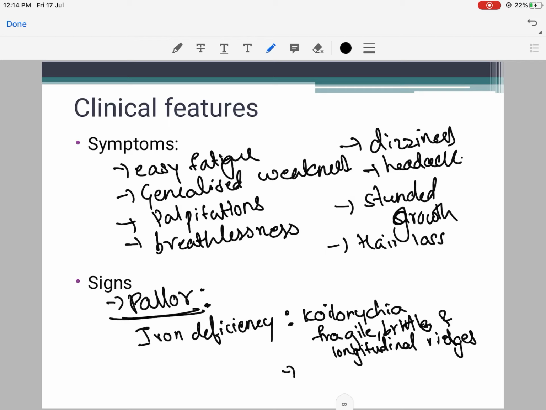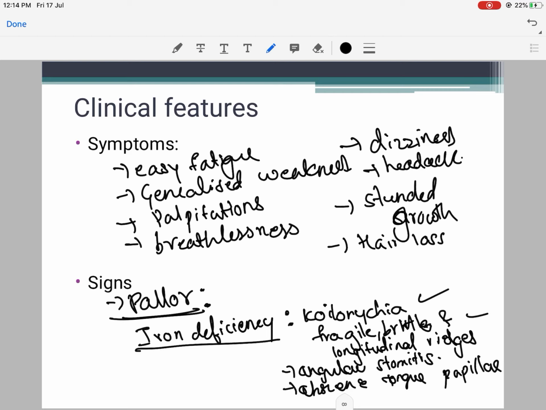Apart from that, you can get angular stomatitis, and also there is absence of tongue papillae. So if you find pallor, you look for these signs so that you can come to a diagnosis of iron deficiency.